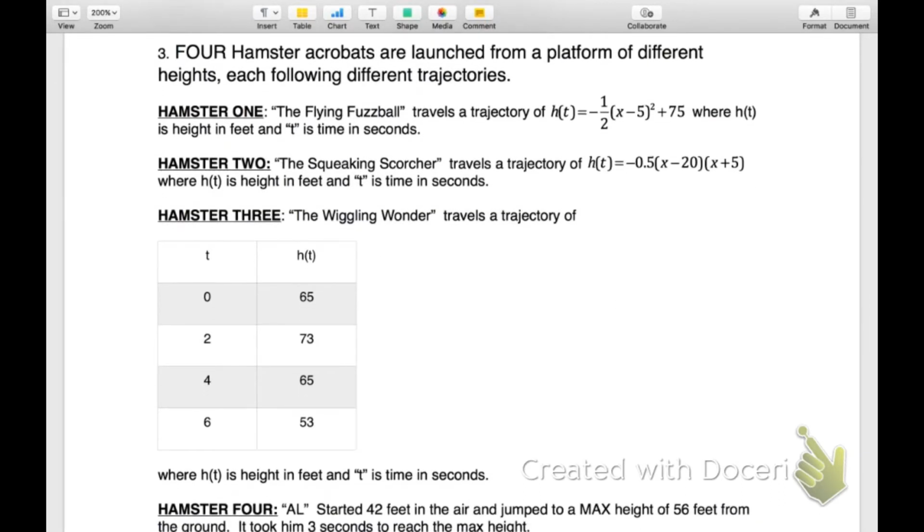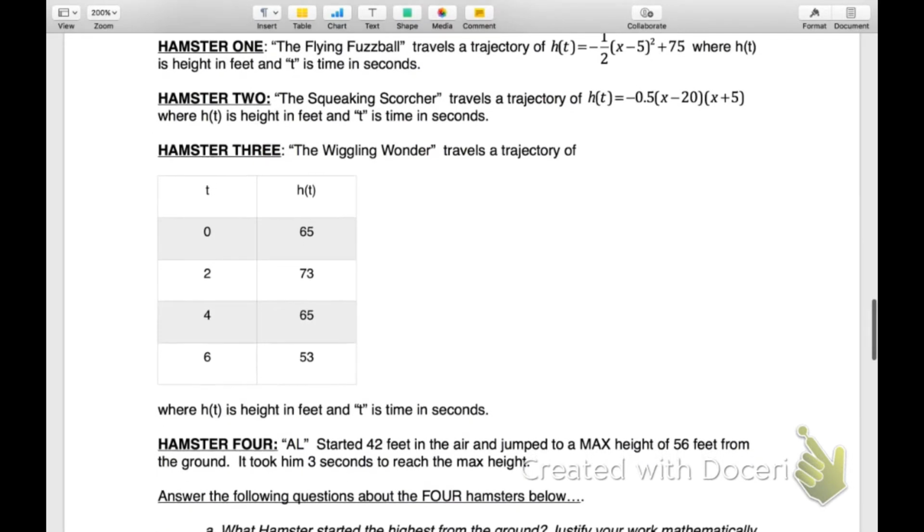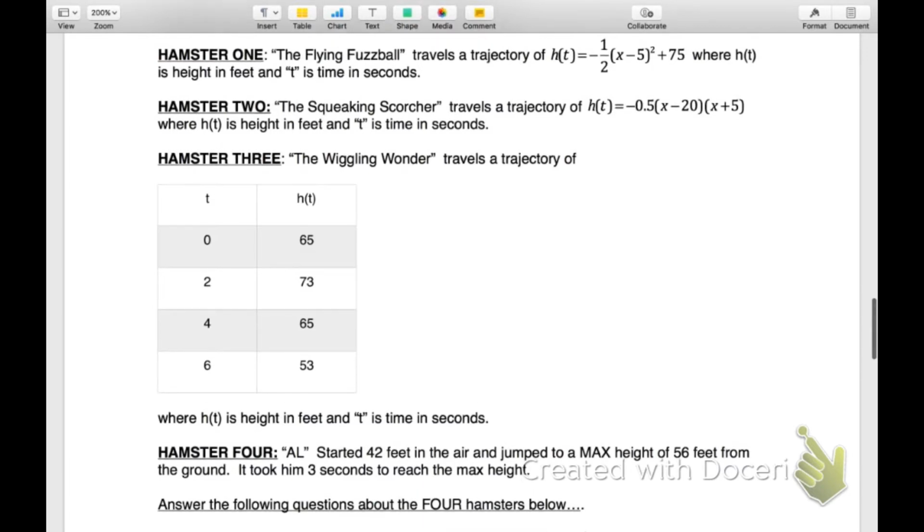Okay, so for number 3, we have 4 hamster acrobats launched from a platform of different heights, each following different trajectories. So hamster 1, the Flying Fuzzball, travels a trajectory of h of t equals negative 1/2 times (x minus 5) squared plus 75.